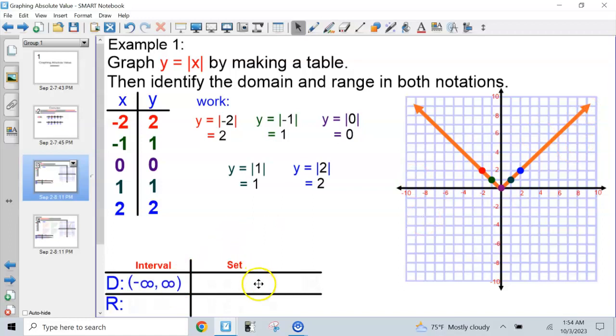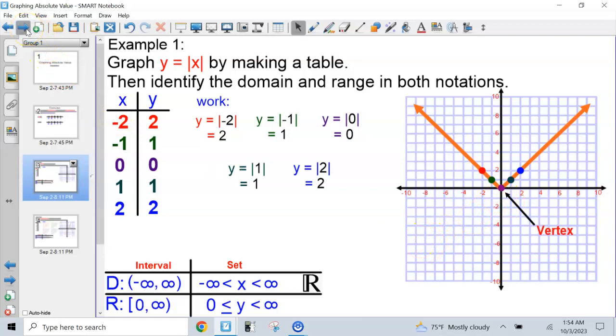If you want to do set notation, this is -infinity less than x less than infinity. If you see -infinity, +infinity, you can also say all real numbers. Range is low to high. How low does it go? The lowest y value is 0, closed. The highest, there's no top, so +infinity. You can say 0 less than or equal to y less than infinity. And this right here is the vertex.